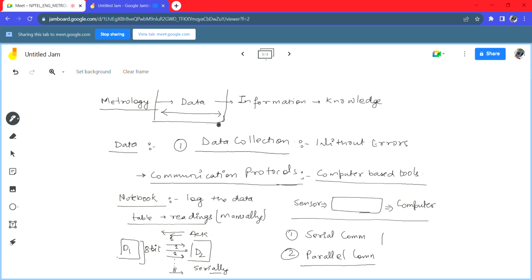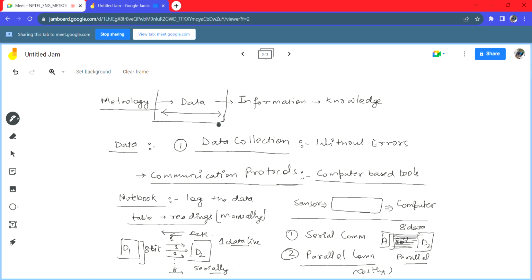In another format, say I have my sensor as device D1 and I have my computer as D2, and I have again 8 bits of data, and I choose to send all of it all together. All I need to have are 8 lines here, and all the 8 bits of data can be sent parallelly. So this is called parallel communication. Now as you can see here, I just needed one data line, and here I would need 8 data lines. And based on the size of the data, the number of data lines will grow.